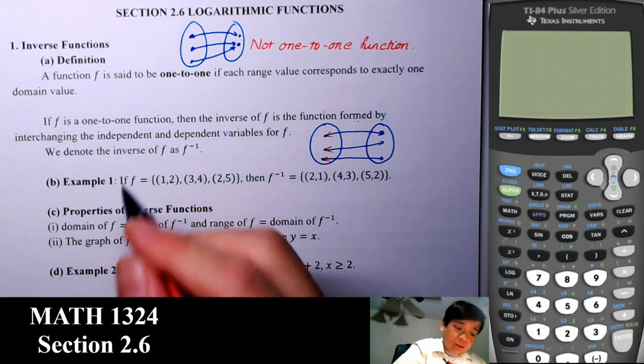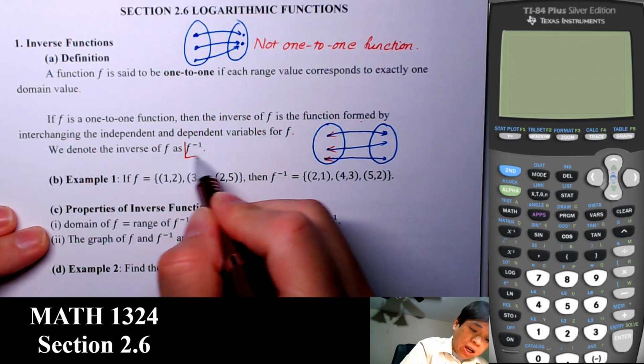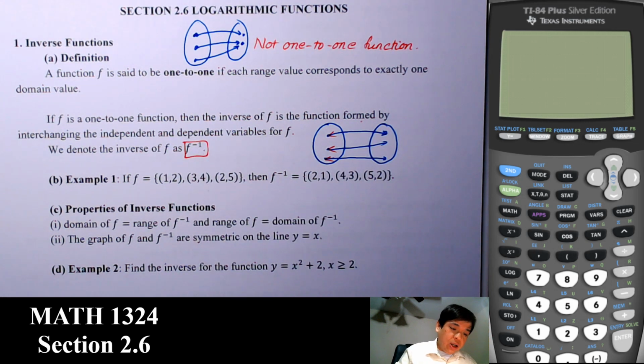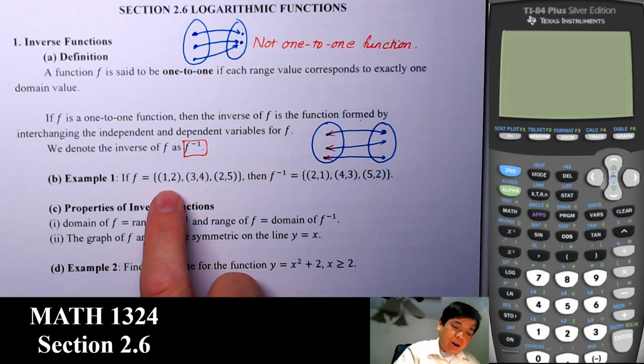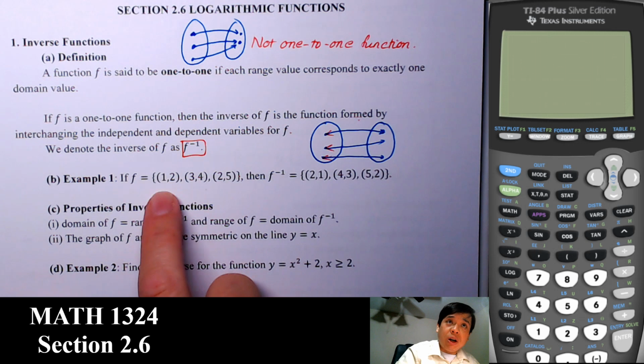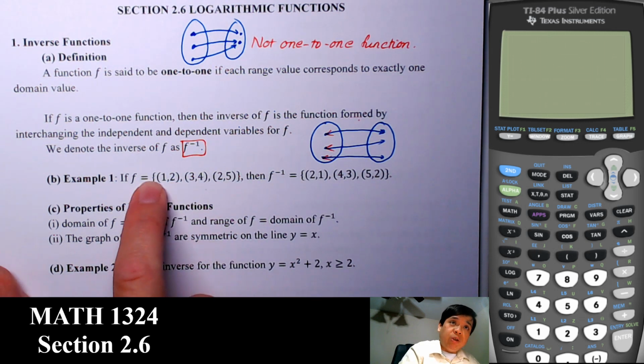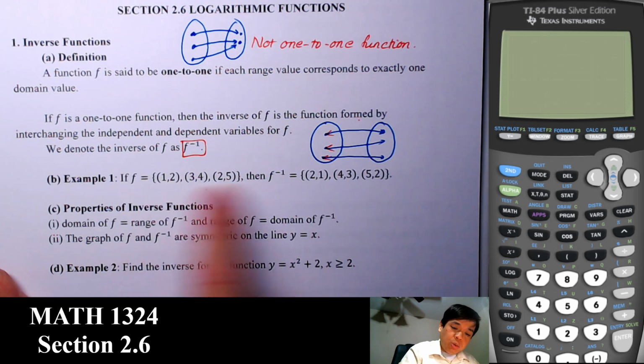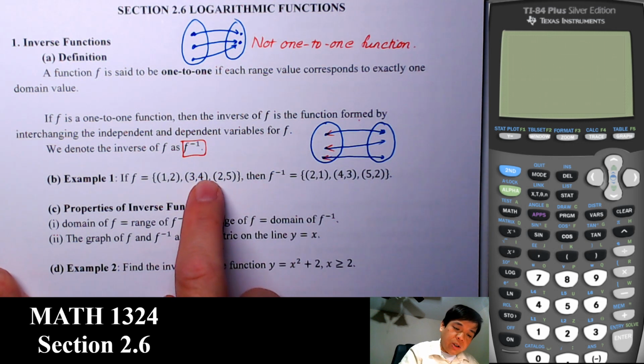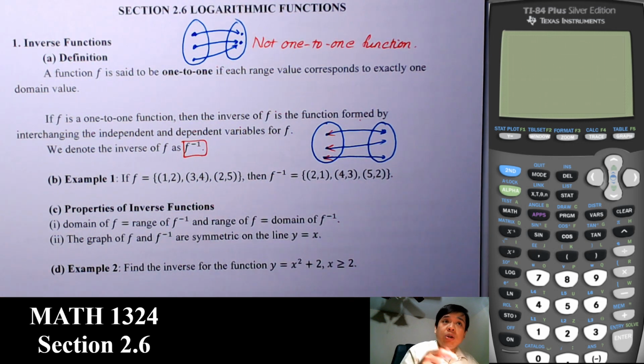The notation for the inverse is f to the negative 1. For example, if we have the function 1 to 2, 3 to 4, and 2 to 5, then we just flip the ordered pairs: 2 to 1, 4 to 3, and 5 to 2. That gives us an inverse function.